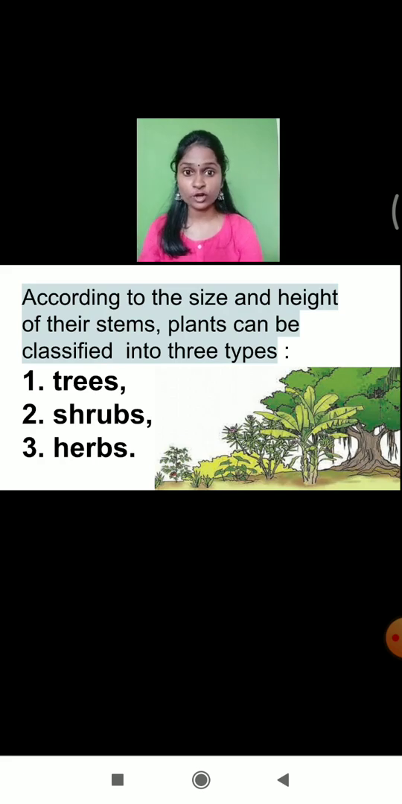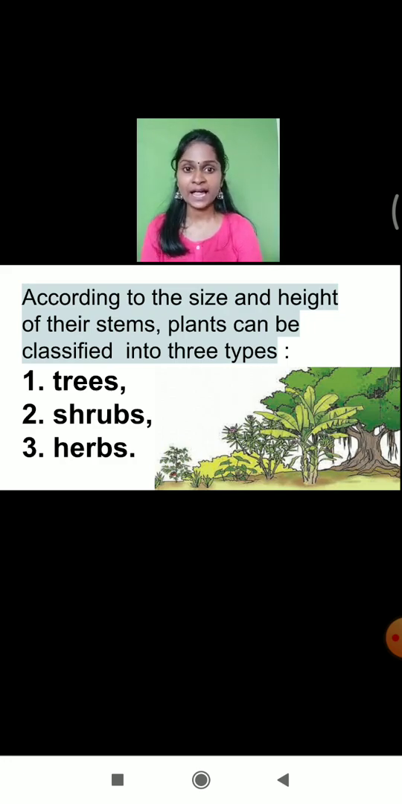Trees are very tall, they are very big and they are perennial. What is the meaning of perennial? The plants which can survive for many years. They are called as what? Perennial plant. Now what is shrubs? Shrubs are smaller as compared to the plants and these shrubs grow near to the ground level.